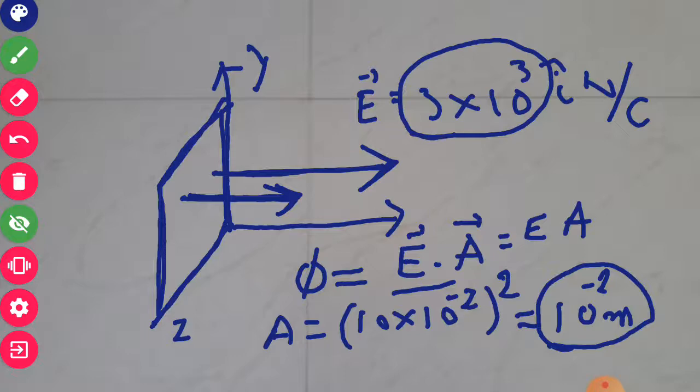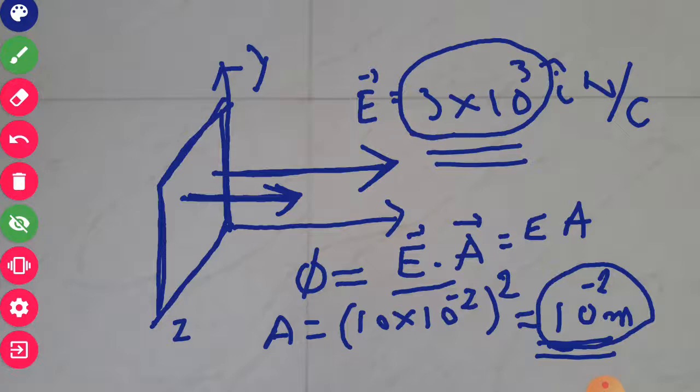The answer is very easy to understand. You just have to multiply these two values. So you will get only 30 Newton meter square per Coulomb.